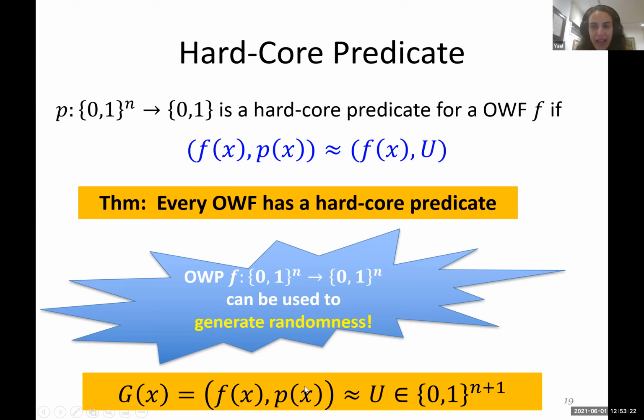So p of x does not have any randomness. But for those who are only given f of x and do not know x, it looks random. So that's how I generated for you one extra bit of randomness. I got only n bits of randomness, and I generated another bit of randomness. Do I have any questions?